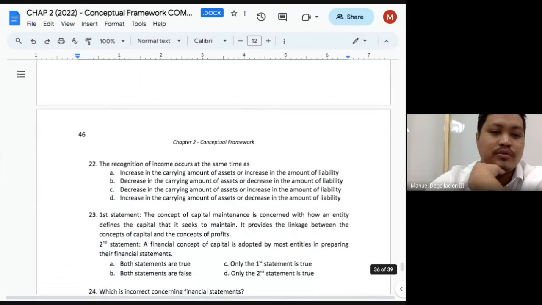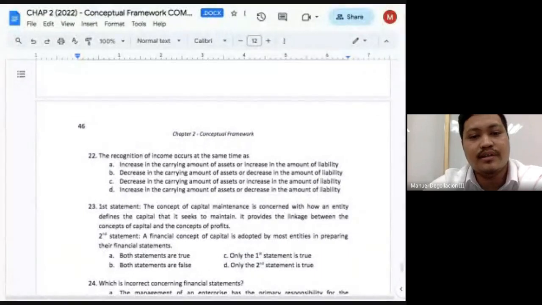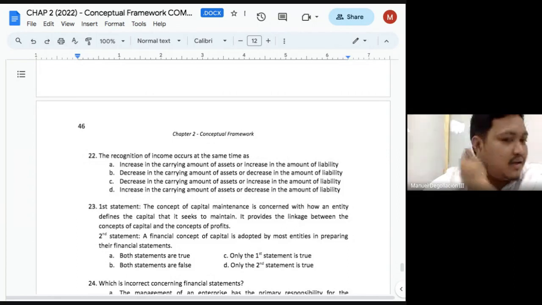Number 22, the recognition of income occurs at the same time as the increase in the carrying amount of assets or decrease in the carrying amount of liability. Okay, although this is not the exact definition of income, class, the best answer here would be delta.